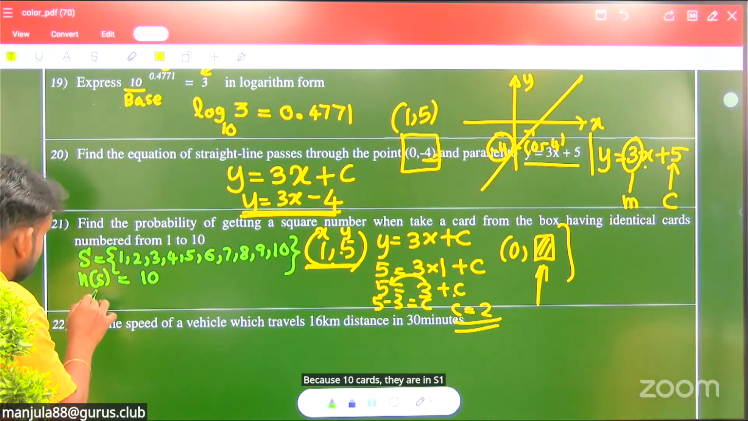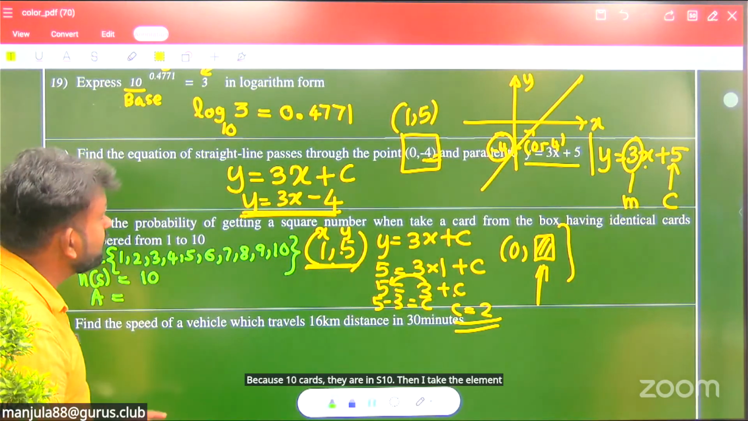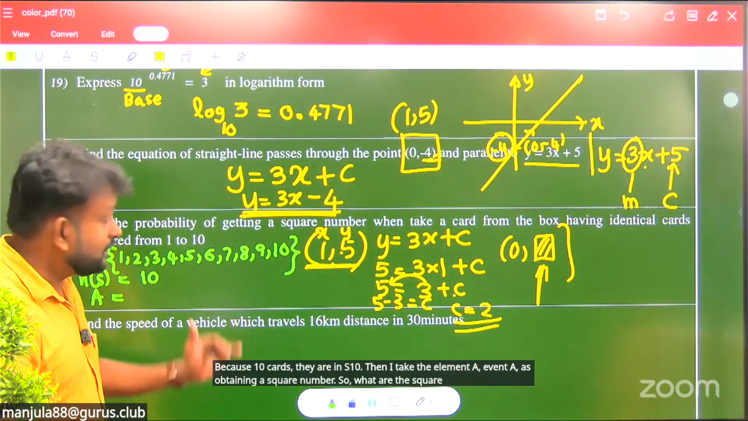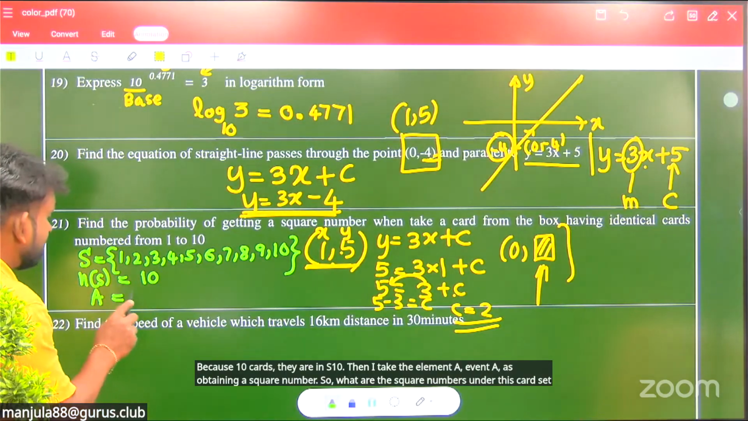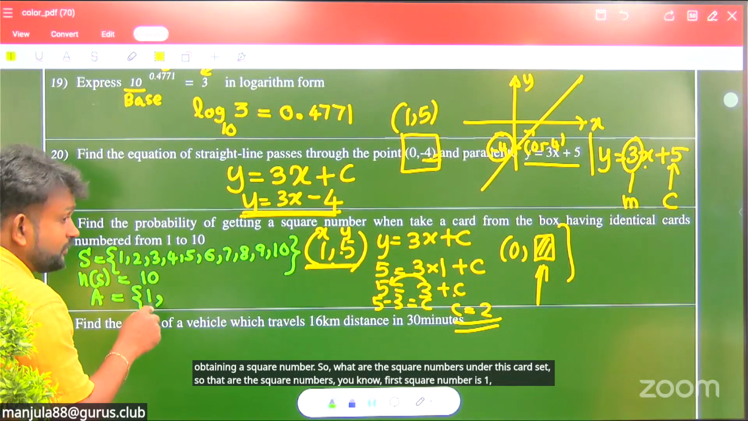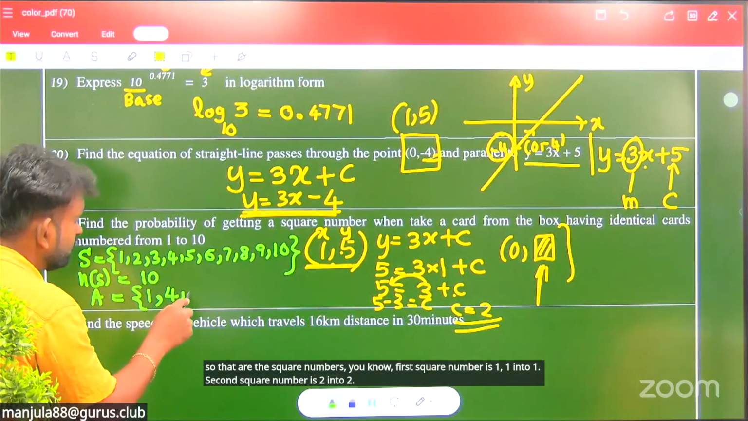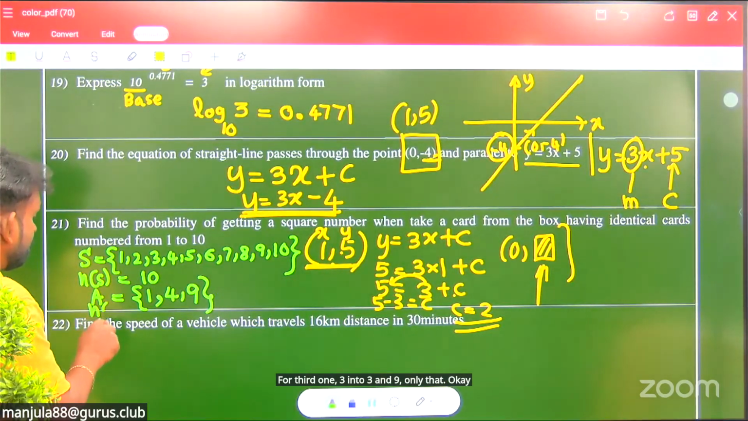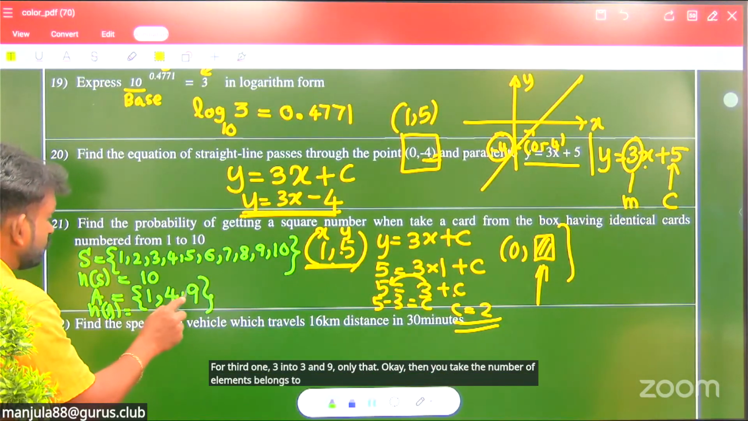Then I take the event A as obtaining a square number. So what are the square numbers in this card set? The first square number is 1, 1 into 1. The second square number is 2 into 2, 4. The third one, 3 into 3, 9. Only those. Then the number of elements belonging to A is 3: 1, 4, 9.